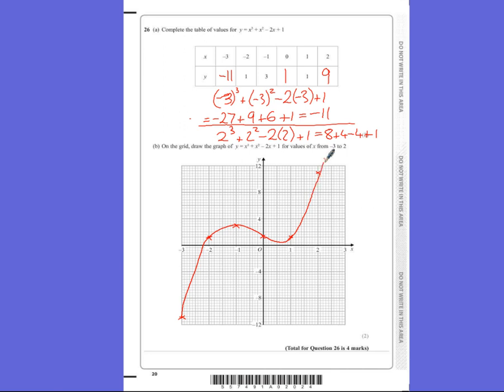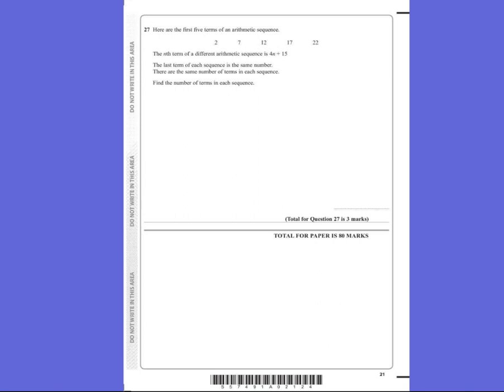Question 27. Here are the first 5 terms of an arithmetic sequence. The word arithmetic just means that they go up by the same number each time. The nth term of a different arithmetic sequence is 4n plus 15. The last term of each sequence is the same. So whenever we know that something's the same, we can put them equal to each other. That's really important. It comes up quite a lot in the new GCSEs. There are the same number of terms in each sequence. Find the number of terms in each sequence.